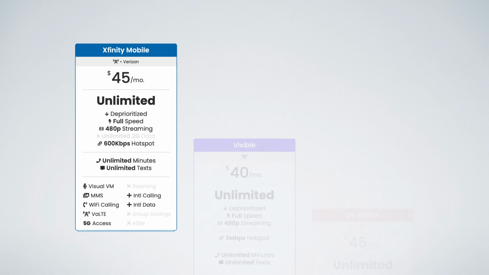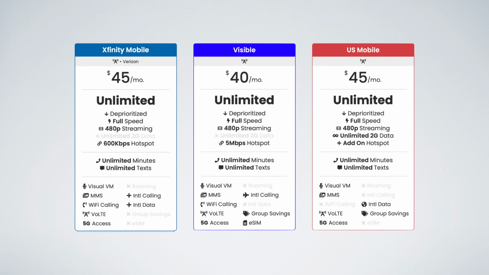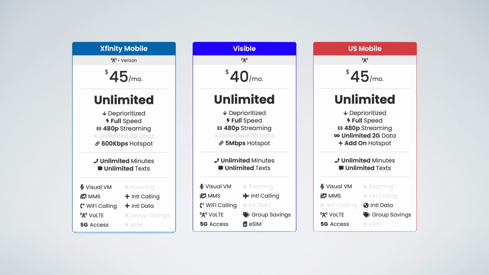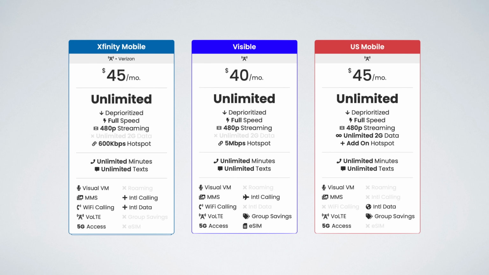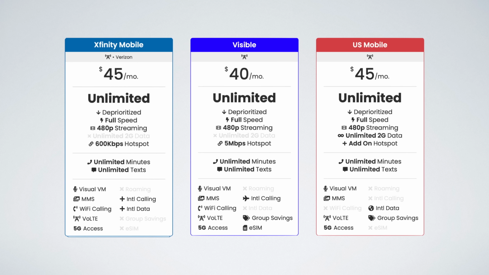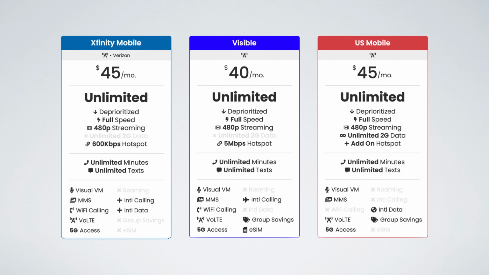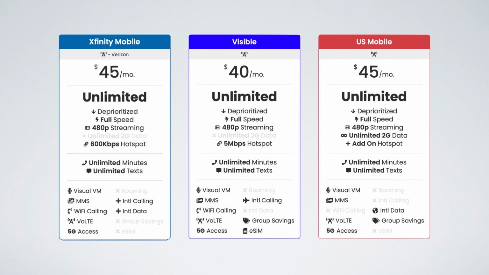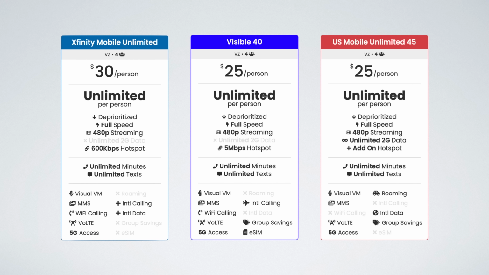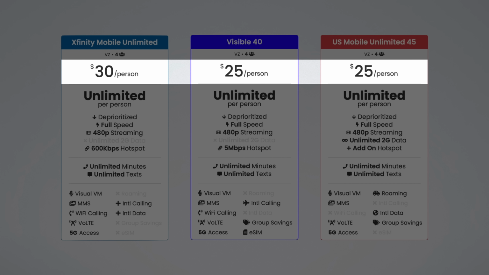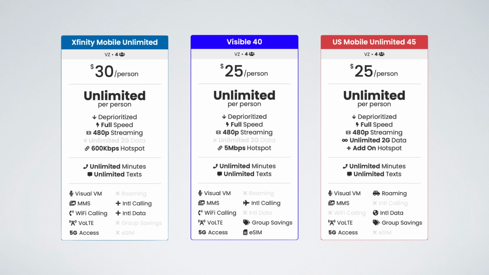Visible and US Mobile both offer true unlimited plans on the Verizon network with no slowdowns and no speed throttling based on your usage for just $40 and $45 per month, respectively, with all taxes and fees included. And when you have 4 lines, the price drops to just $25 per line, below what Xfinity Mobile is offering.